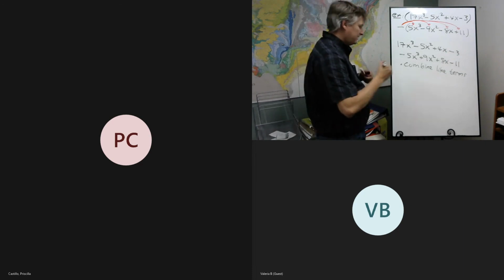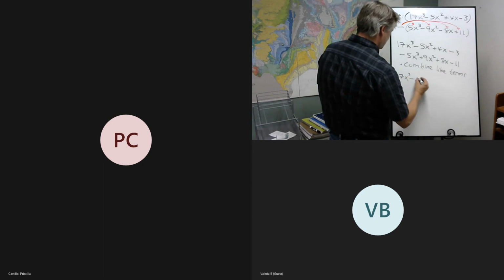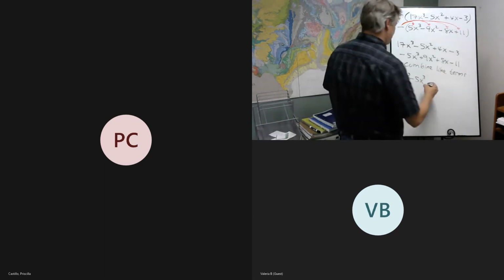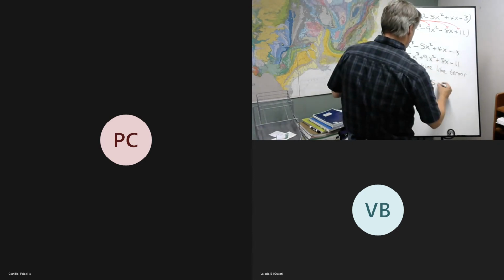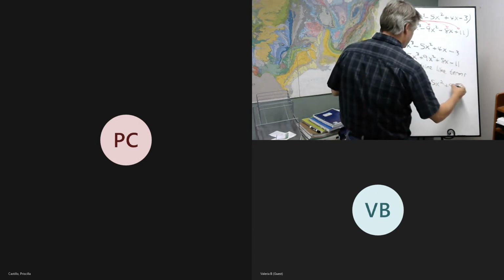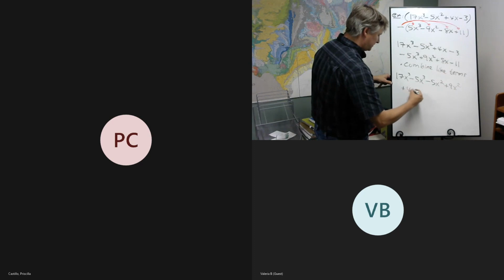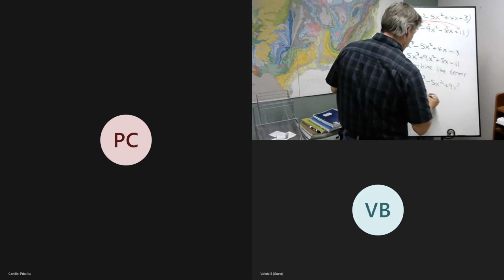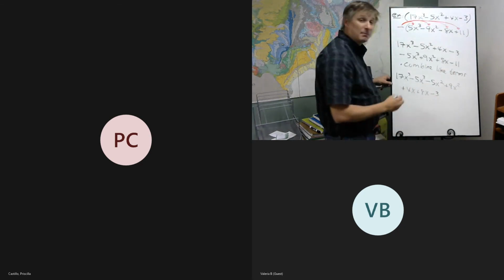So we have the 17x cubed minus 5x cubed. Now we have a minus x squared and then a plus 9x squared, plus 4x plus 8x, a minus 3 and a minus 11.